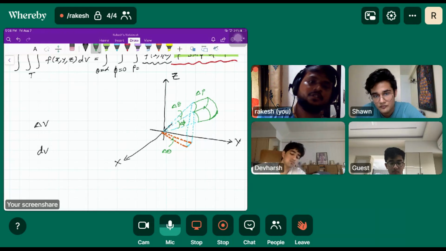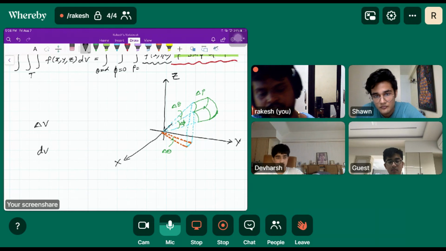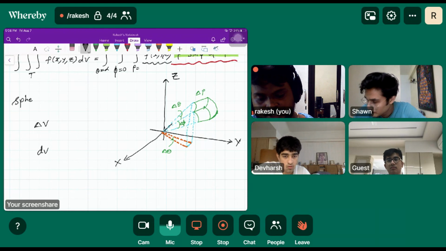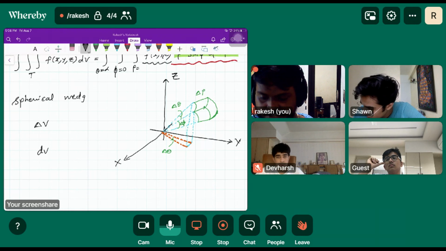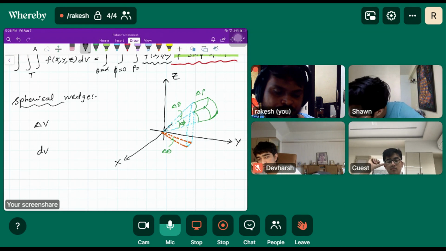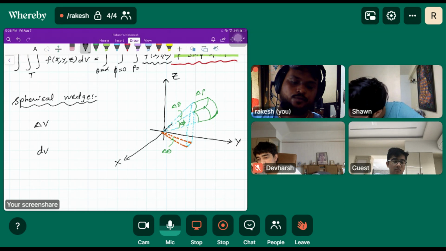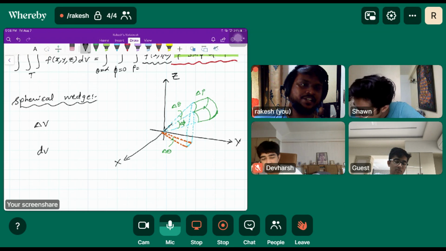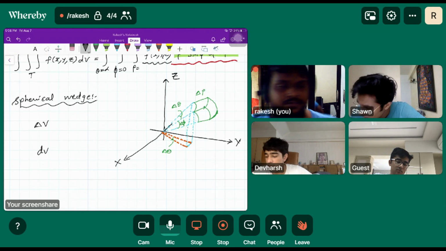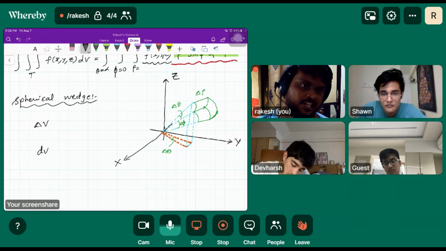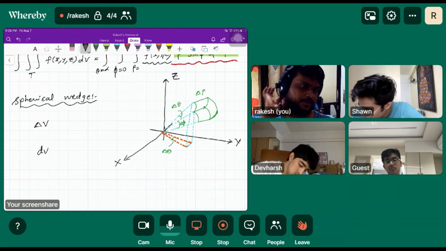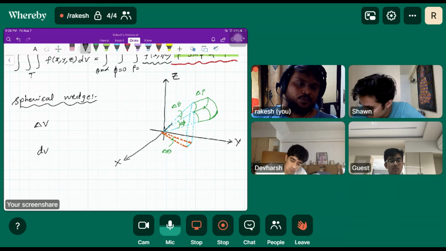Have you drawn this? This is the spherical wedge. Now we are finding out the change in volume to have a sense of the triple integration in this. Because this change in volume will give you the differential dV for the slight change where h tends to 0. I hope you can relate a lot of things all together here.